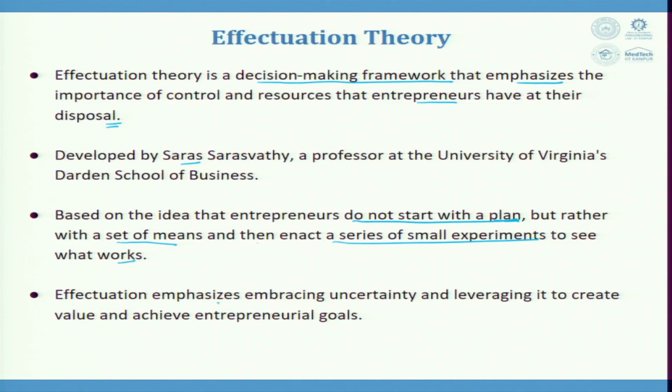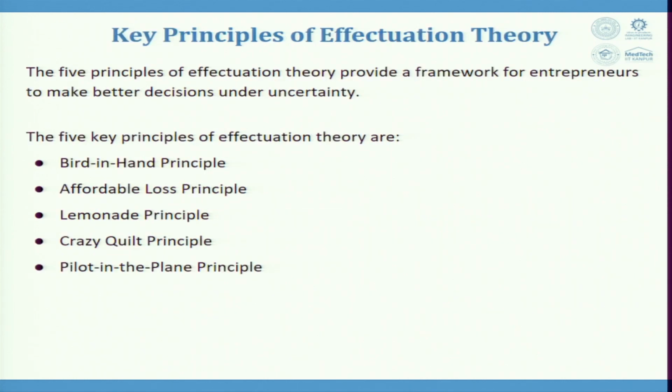This theory emphasizes embracing uncertainty and leveraging it to create value and achieve entrepreneurial goals. Why am I talking about this? Because this tries to give you an importance for social innovation. So, what are the key principles of effectuation theory? The 5 principles of effectuation theory provide a framework for entrepreneurs to make better decisions under uncertainty.